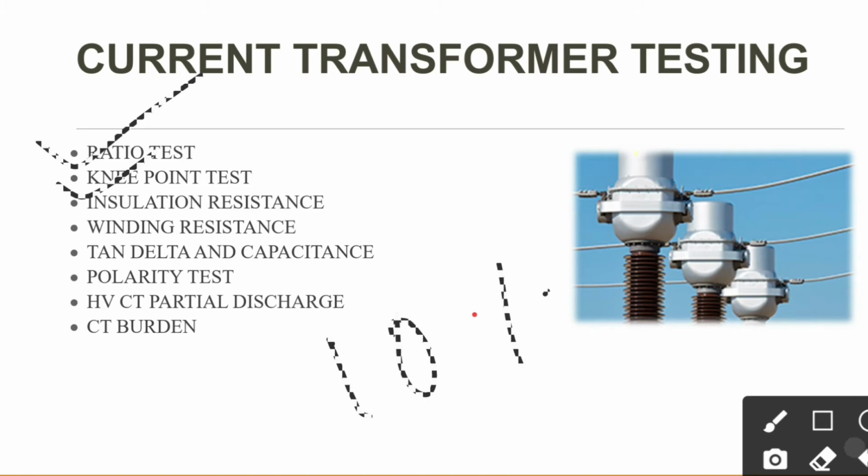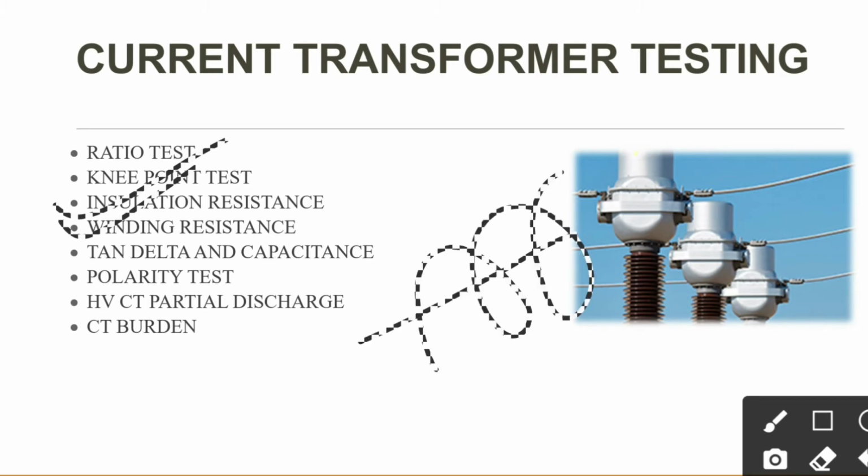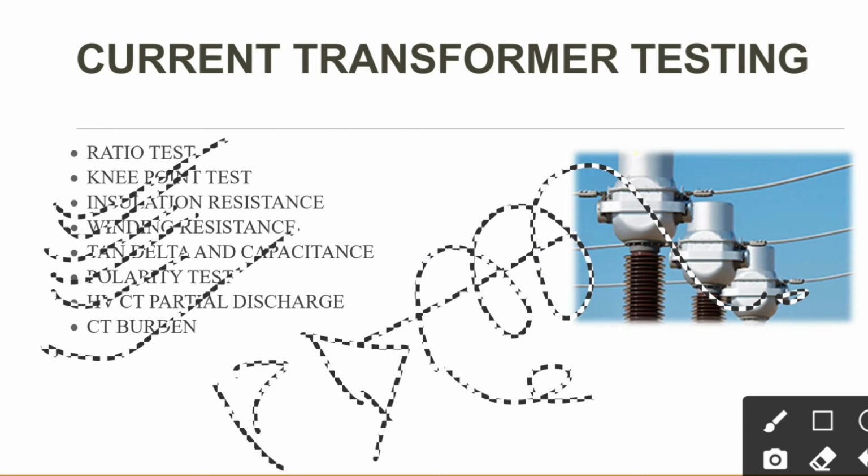The third one is the insulation resistance test. We measure the insulation between any two points. Then there is the winding resistance, where we need to find the resistance of the winding. The fourth one is tan delta, which shows the loss angle. This is the polarity. This is the HV partial discharge, the most important test, the PD test, and the last one is the CT burden test.